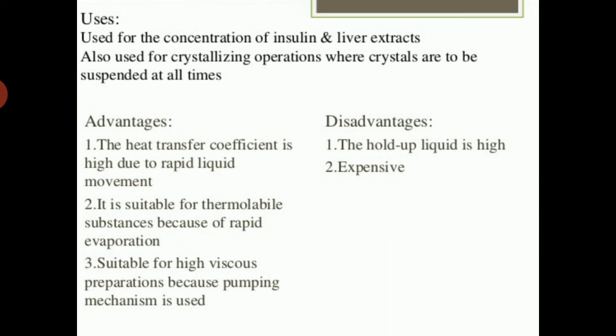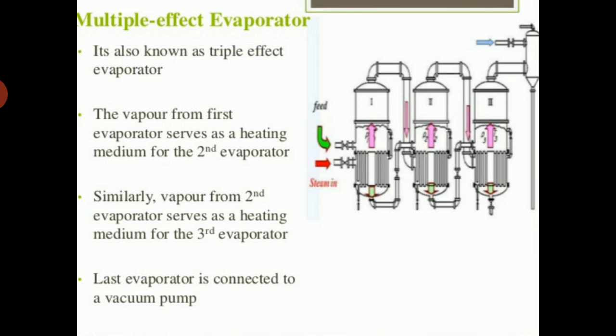The uses of the climbing film evaporator: thermolabile substances such as insulin, liver extract and vitamins can be concentrated. Clear liquids, foaming liquids and corrosive solutions in large quantities can be operated. Deposit of scales can be removed quickly by increasing the feed rate or reducing the steam rate so that the product is unsaturated for a short time.